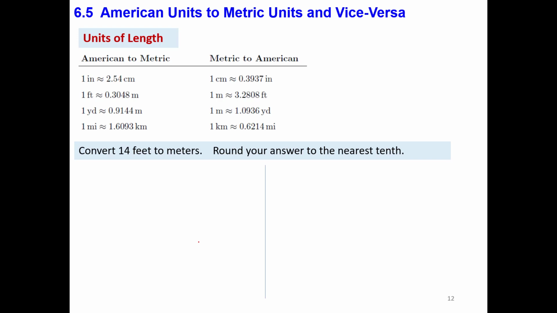Let's see, we want to convert 14 feet to meters. Now the next thing, for this problem we need to check what unit conversion factor we need to apply. We have feet to meters, so this is the right conversion factor. Let me write here that 1 foot equals 0.3048 meters. This is the conversion factor we need to apply in this case.